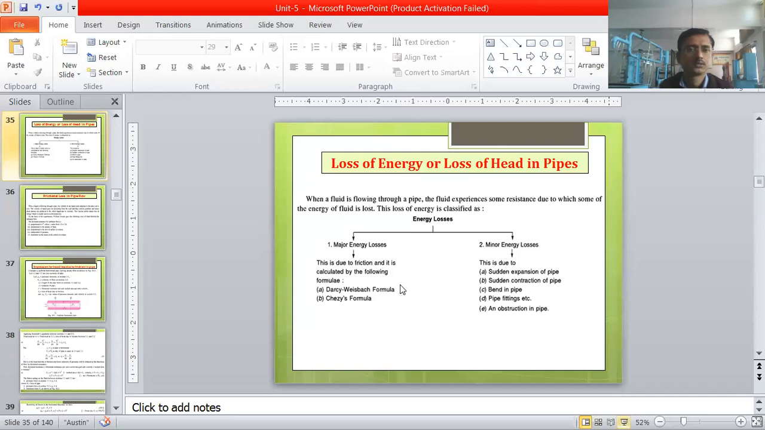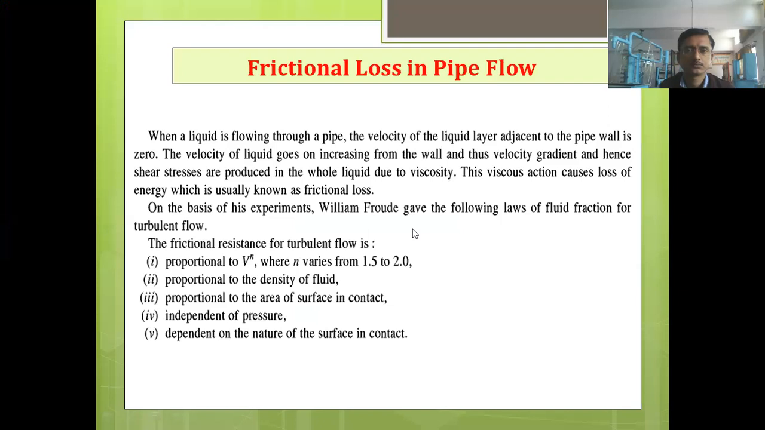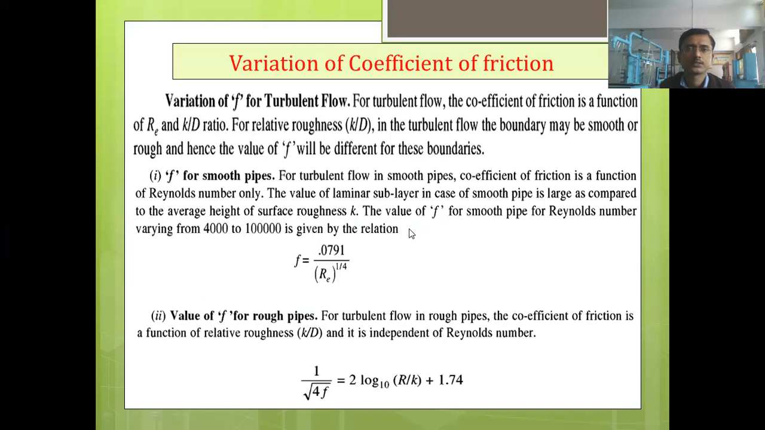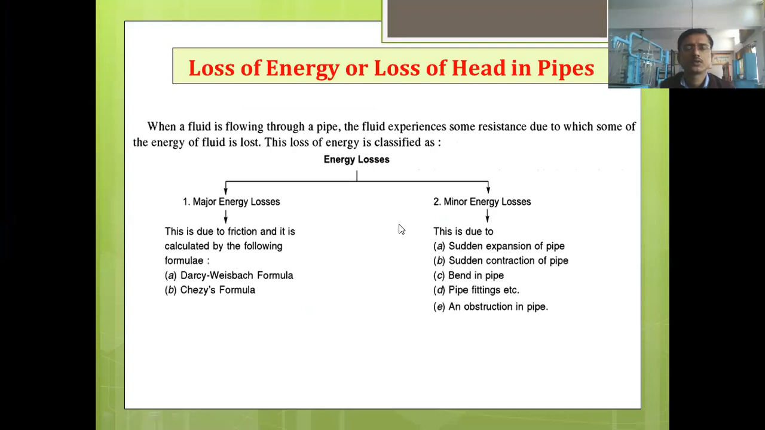Let us begin. In the last lecture, we started the topic of loss of energy or loss of head in pipes, and we have seen that the losses which occur in the pipe can be divided into categories. One is called the major losses, and the other type is called the minor losses. Major losses are also called the head loss due to friction. The losses which take place due to the viscosity in the pipe are called the head loss due to friction or major losses.